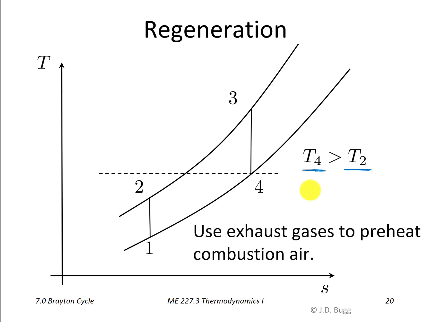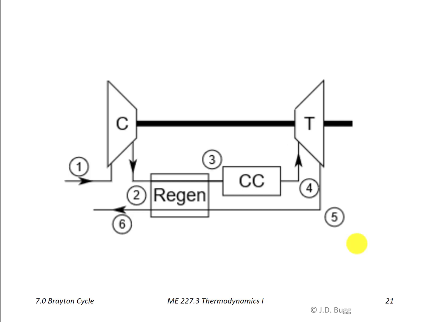So we're using the exhaust gases to preheat the combustion air. So the way this is done in terms of the layout of components, we still have the four basic components. We have a compressor, we have a combustion chamber, and a turbine. And the thing we've added now is a regenerator. So the regenerator is a heat exchanger, and it has two separate streams going through it. The outlet of the compressor goes in the cold side and comes out here heading to the combustion chamber. And the exhaust gases from the turbine are the other inlet, and they pass through and give up heat and then finally are exhausted to the surroundings at point 6.